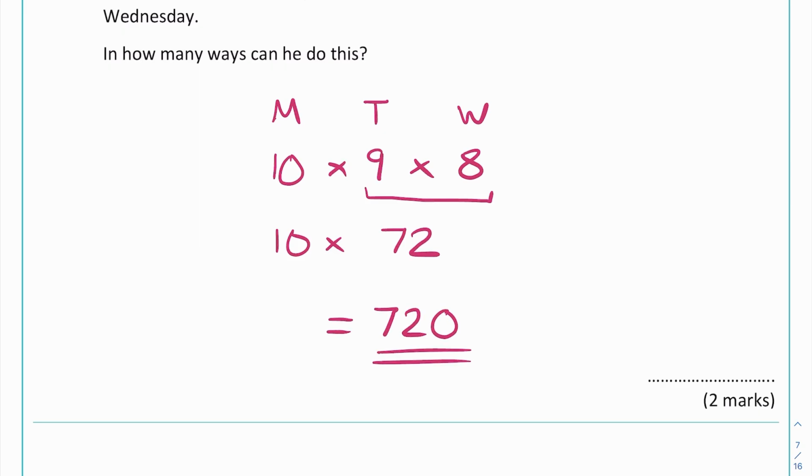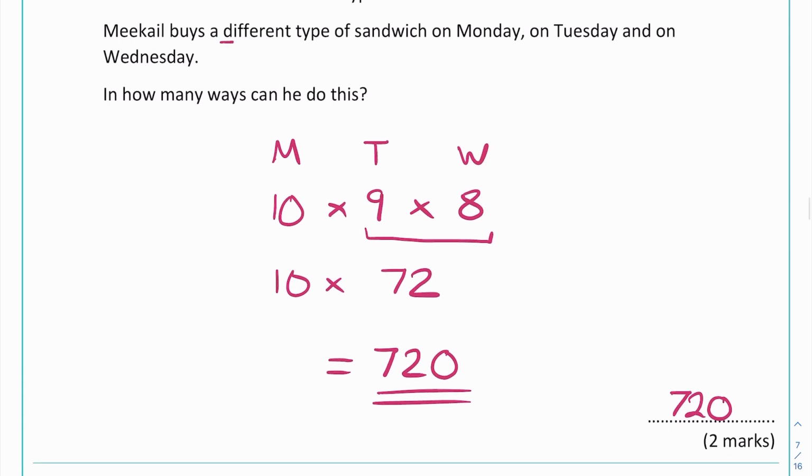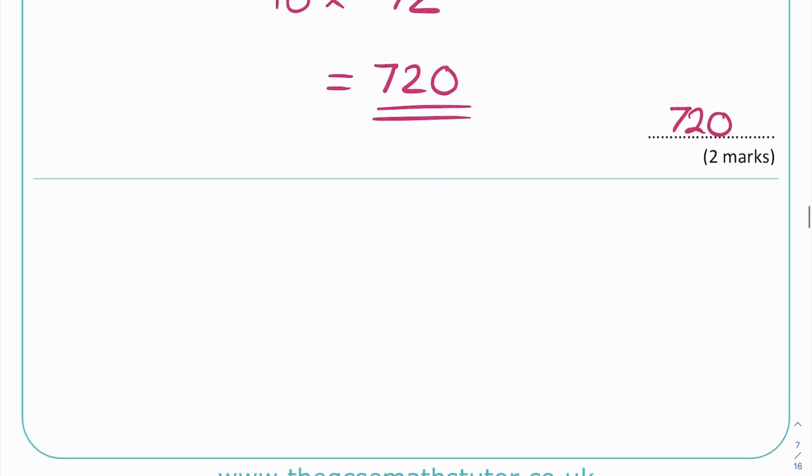Probably an easier way. Doesn't really matter if we did 10 times 9, that's 90, times it by 8, again we still get that 720. So 720, final answer, and there we go, that's using the product rule for counting. The important part there is where it says he buys a different type of sandwich on Monday, Tuesday and Wednesday. And the fact that he bought a different type of sandwich meant that we had to reduce the amount of options each day. So there we go, 720, final answer.